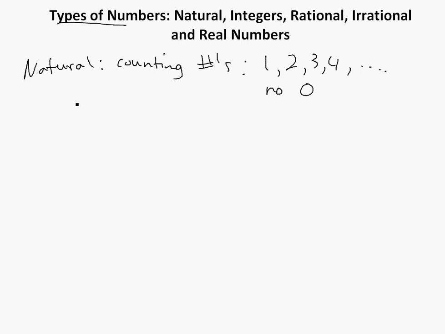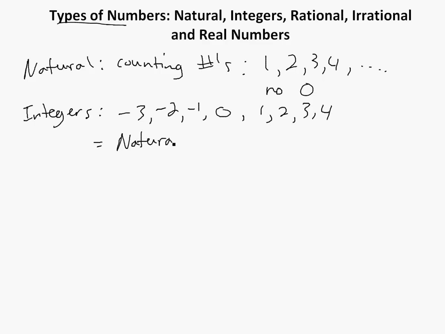No zero. And if we go to integers, they are similar to natural numbers, except you include negatives. Let's say -3, -2, -1, and you include 0, and then you get the natural numbers. So this one is basically equal to natural numbers, and then has 0 and negatives. So that's basically the difference.